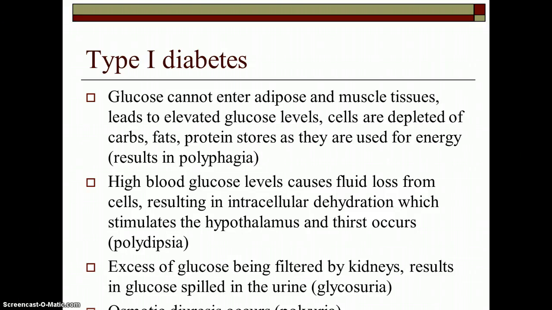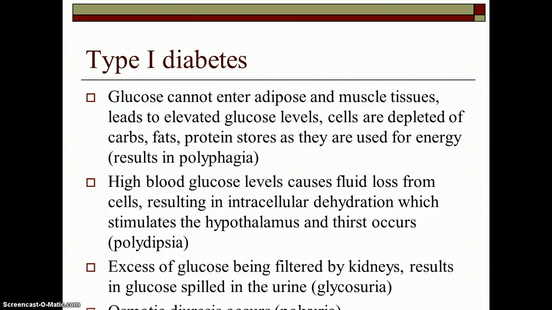So then people feel hungry. They're going to get what's called polyphagia, where they're going to feel excessive hunger even though they've eaten. High blood glucose level then causes our fluid to leave our cells, okay, and go into our interstitial plasma. So you get an intracellular dehydration, and that stimulates our hypothalamus to think that we're thirsty, and you get the symptom of polydipsia.